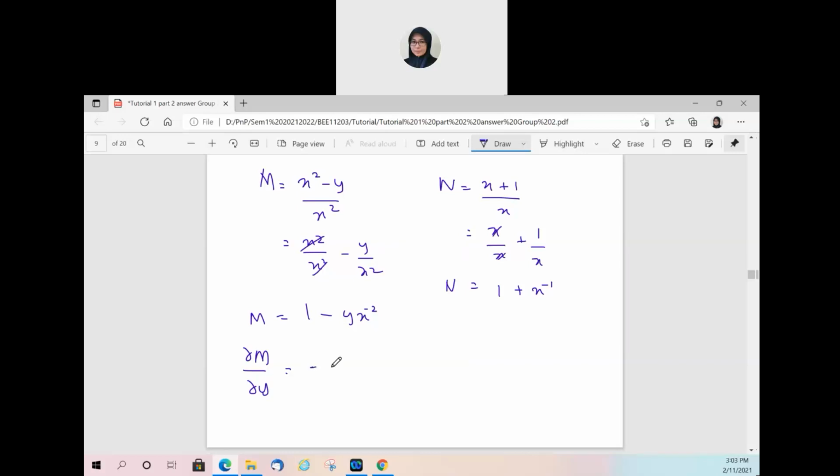Negative 2. Right, x. Betul? But if it is negative 2, negative will not become positive. This x is constant, you differentiate y sahaja. Oh, the 2 tak payah letak depan. You don't differentiate x, you differentiate y only. Oh, betul lah, if you differentiate x then the 2 is in front. Okay, so you differentiate y sahaja.